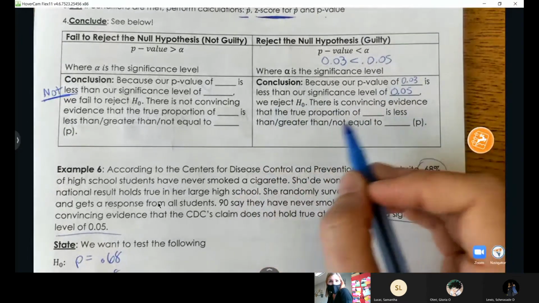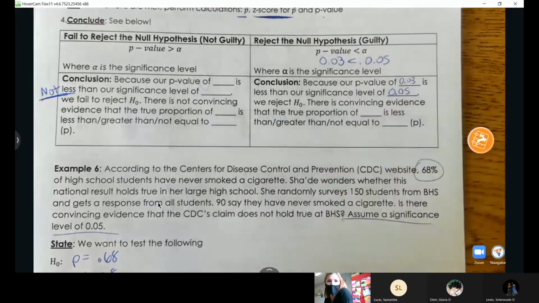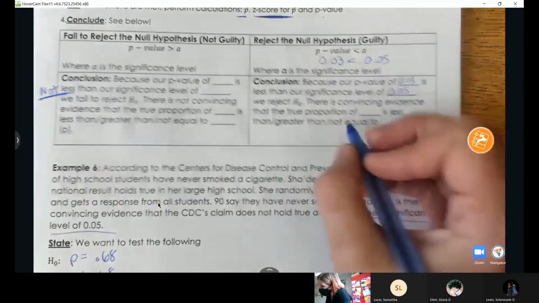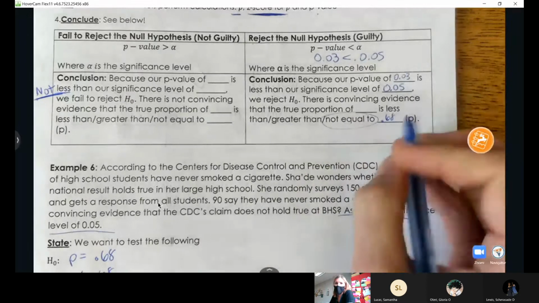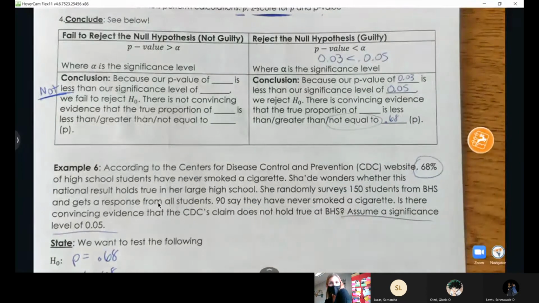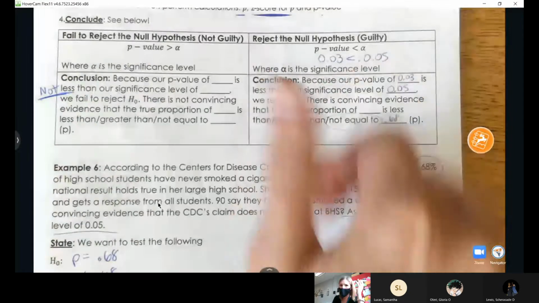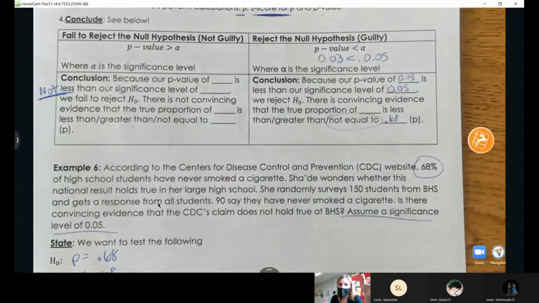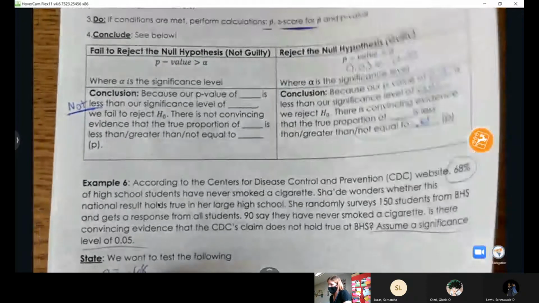There is convincing evidence that the true proportion of, and then we'd use context here, we'd say high school students who have never smoked a cigarette is not equal to 0.68, which is the p from the claim. Once you figure out if you're rejecting or failing to reject, the conclusion should be pretty straightforward. We just say which one is smaller, what we're going to do, and whether or not there's convincing evidence that the null is not true. All right, great work, you guys.